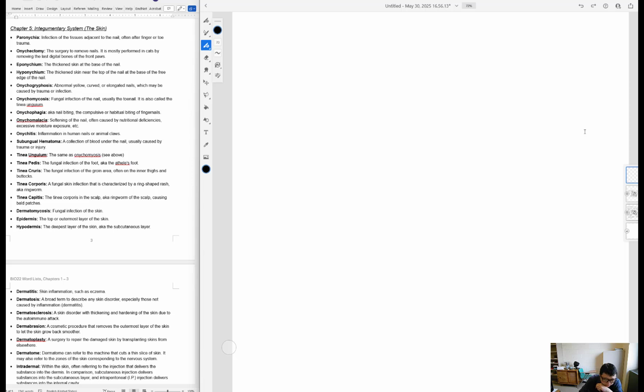That's derma. Anything that starts with derma or dermato is related to the skin. A dermatologist is the person who treats skin disorders. Dermatomycosis is the fungal infection of the skin, which is everything we just mentioned. The tinea something is dermatomycosis.